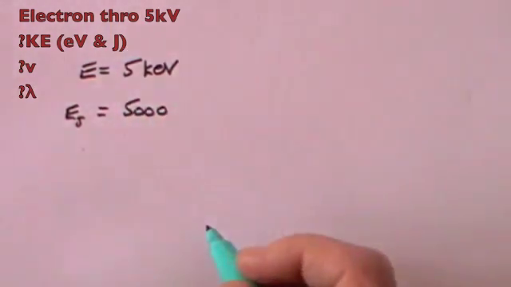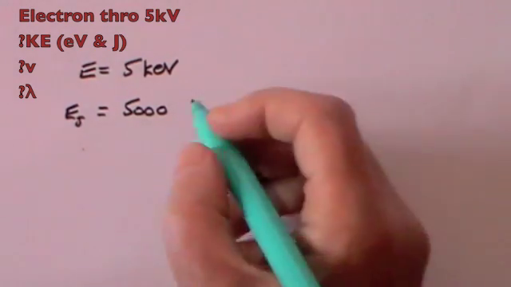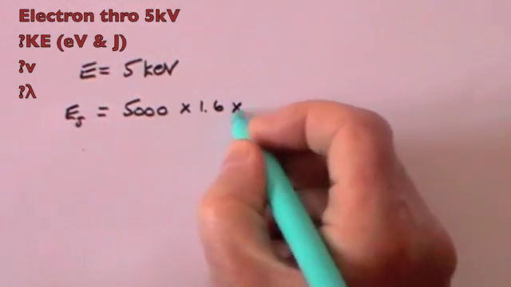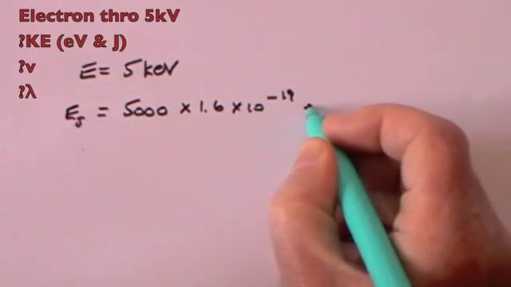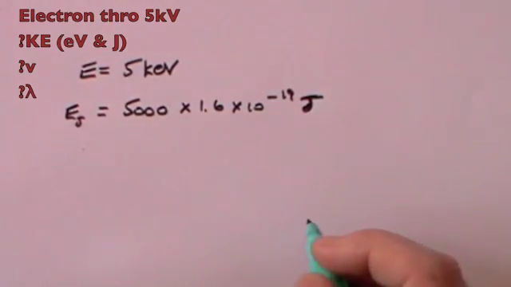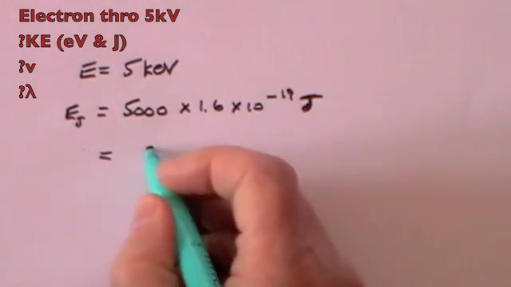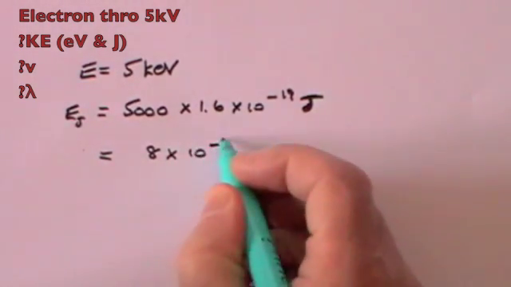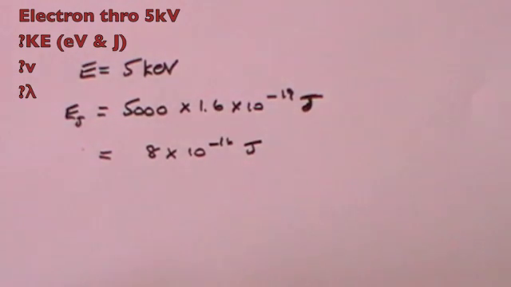You have to express the energy in eV, because to convert from eV to joules, you multiply by 1.6 times 10 to the minus 19, and that gives you the energy in joules. And if you work that out, you should find that comes to 8 times 10 to the minus 16 joules. So that's part 1.